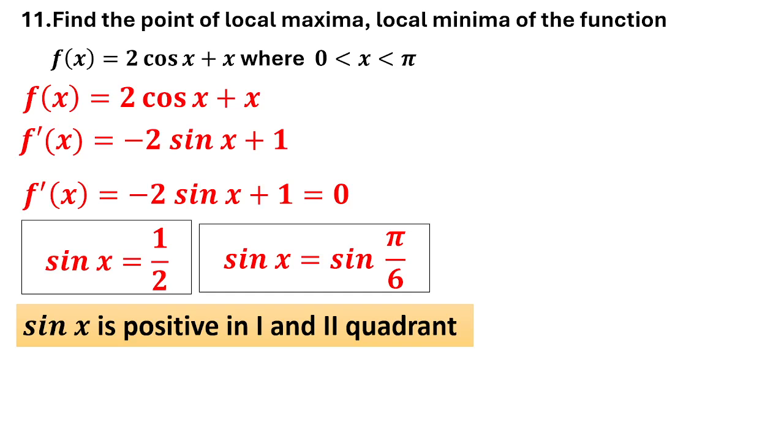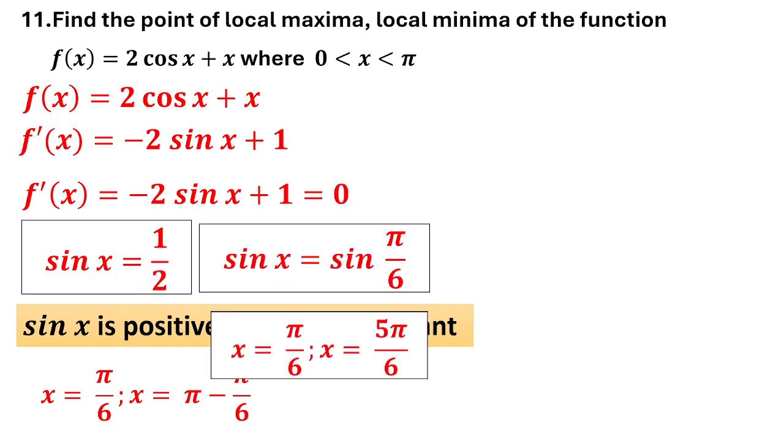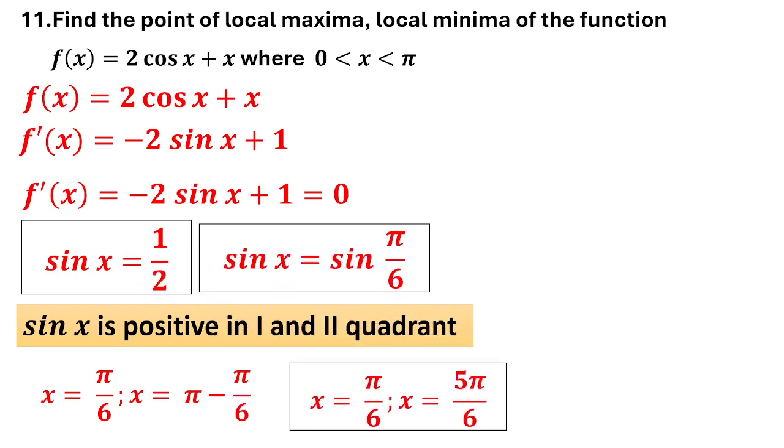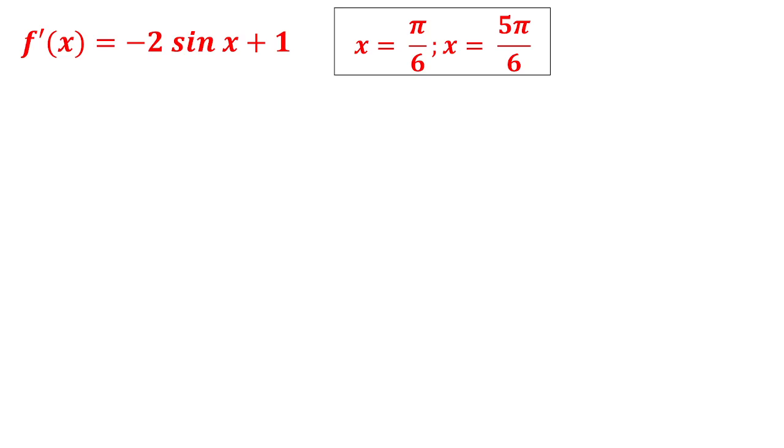Therefore, we have to check where sin is positive. All of you know sin is positive only in the first and the second quadrant. In the first quadrant, the angle will be less than 90. In the second quadrant, the angle will be pi minus, that is 180 minus. Therefore, it will be pi by 6 and pi minus pi by 6. Therefore, two values will come: one is pi by 6, another is 5 pi by 6.